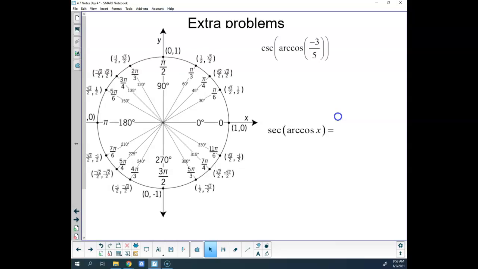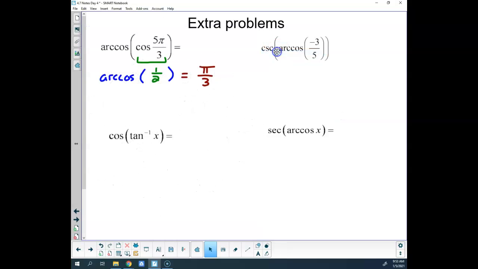Try cosecant of arc. Oh wait, no, that's great. That's not on the unit circle. We're not on the unit circle anymore, because now we don't have pi's or values that are on the unit circle. So in that case, we should draw ourselves a triangle and figure it out.